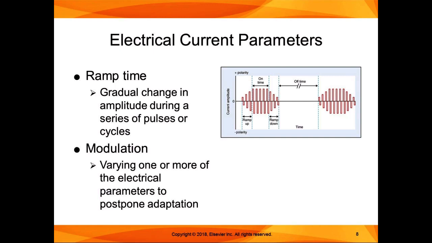So modulation is where we vary one or more of the parameters in order to prevent or postpone accommodation or adaptation. So accommodation is the process by which the nerve gradually becomes less responsive to stimulation. So usually with a stimulus, any kind of stimulus, we accommodate to it as we get used to it, basically. And so we either modulate the amplitude or the frequency to postpone that accommodation, that adaptation to the electrical stim.